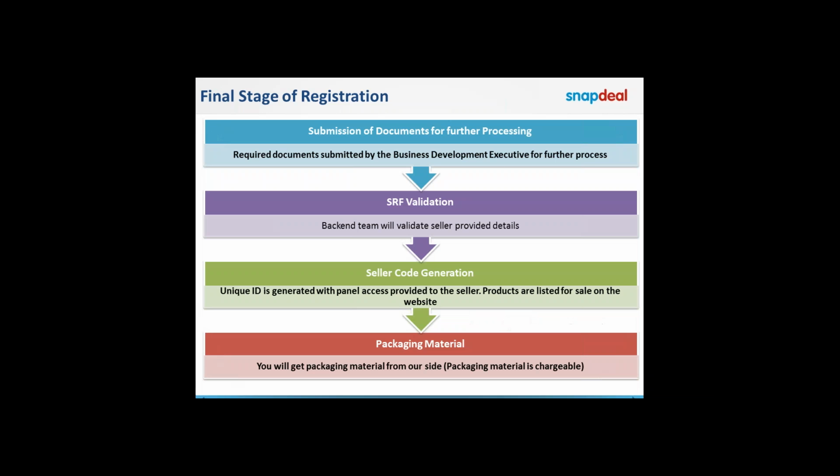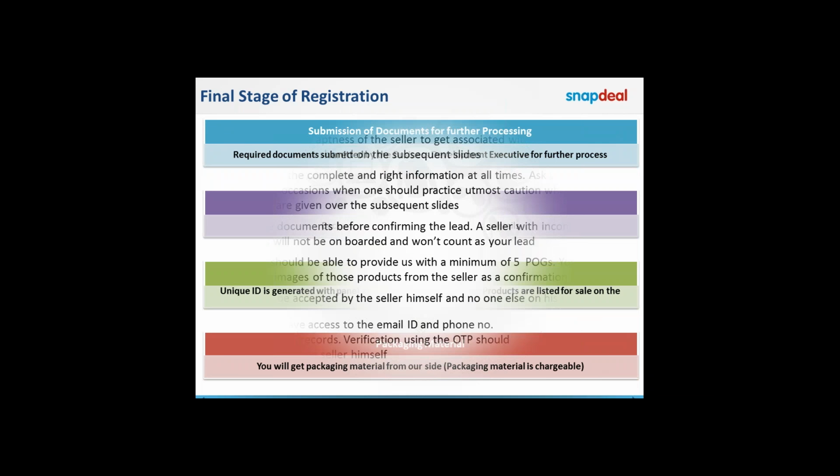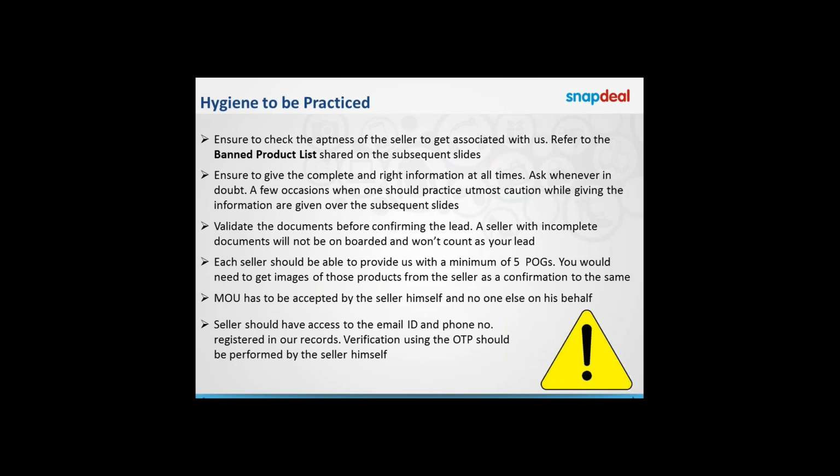Now the final stage of registration is that documents are submitted and the seller registration form is validated. If it goes well, then the seller is provided with panel access, and then packaging material is dispatched. Now this is important. Now we are getting towards the hygiene part: what all a business development executive needs to ensure while he is onboarding sellers.